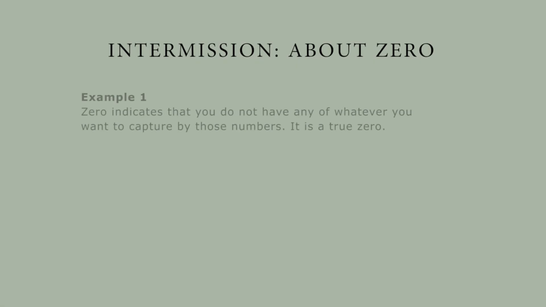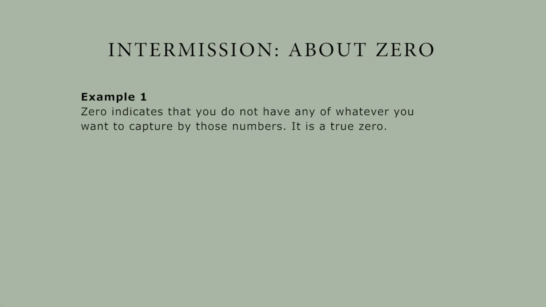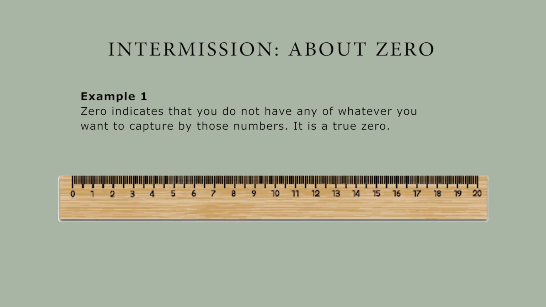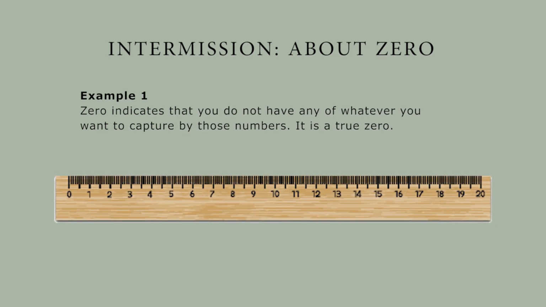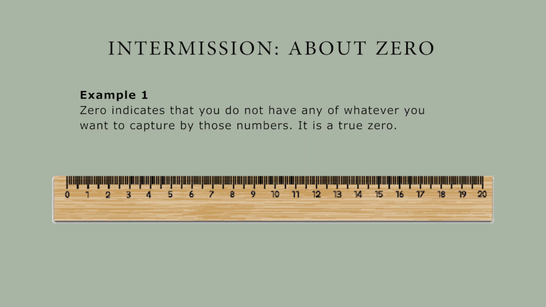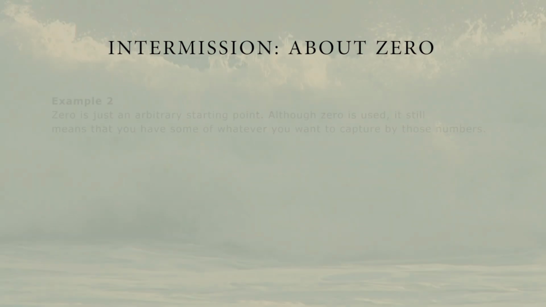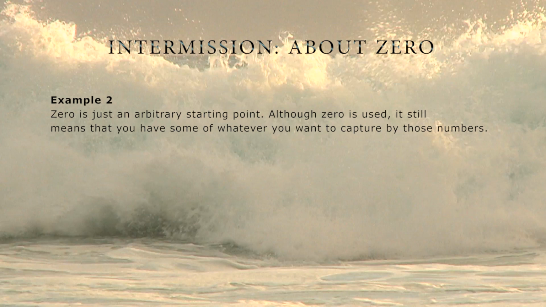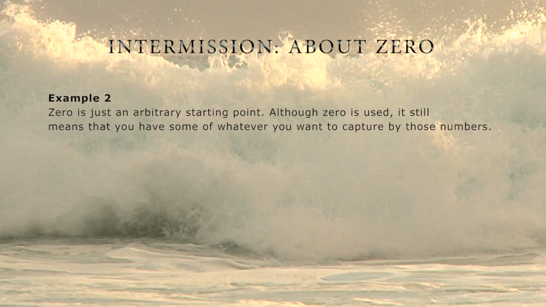I want you to think about these 2 examples. In the first example, 0 indicates that you don't have anything of whatever you want to capture by those numbers. It is a true 0. In the second example, the digit 0 is just an arbitrary starting point.